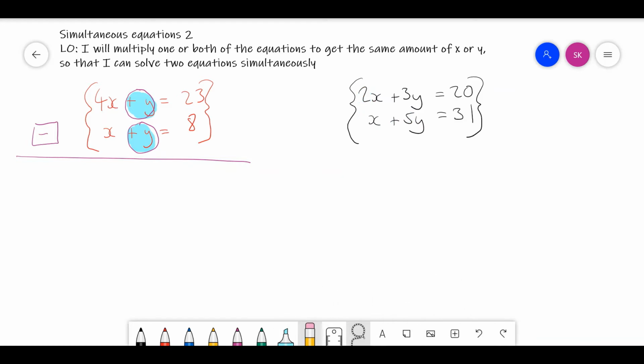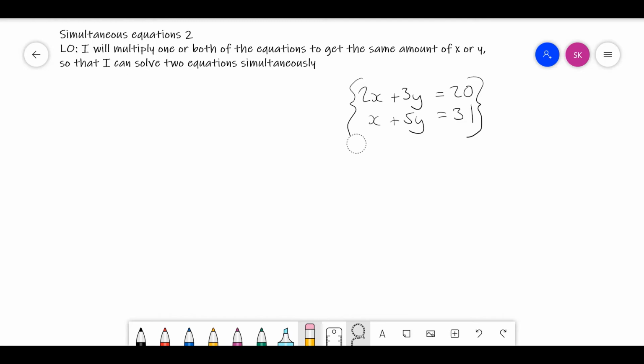So we know how to do these. Let's get rid of that and let's focus on these two equations here. Now I want you to read the learning objective because it basically tells you how we're going to do this. So what we're going to do, still labelling them A and B, is multiply one or both of the equations to get the same amount of x or y. Once we've got the same amount of x or y, we can solve them simultaneously like we know how to. So which do you think we're going to try and target, which do you think we're going to multiply, and what are we going to try and get the same of?